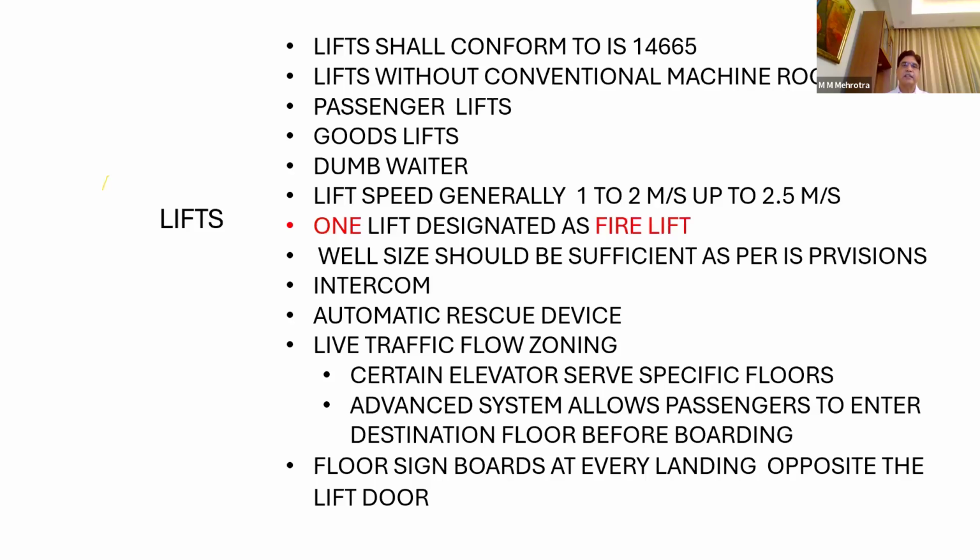Now the speed of these lifts is generally small, 1 to 2 meters per second, so that there is no jerk to the person using that lift. Outside, when the building is 50 storied or 100 storied, different speeds are there, then speed control arrangements are there so that the people using the lift do not get the G effect.